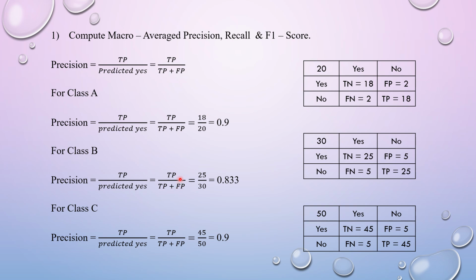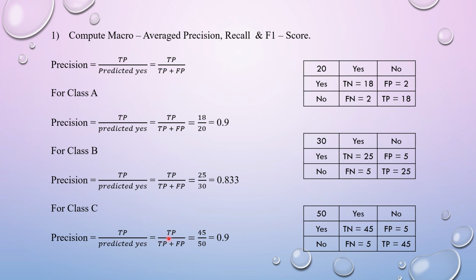So first, TP is 25 and FP is 5. So 25 plus 5 is 30. 25 divided by 30, which is equal to 0.833. So precision value for class B is 0.833. Similarly, we calculate precision value for class C.